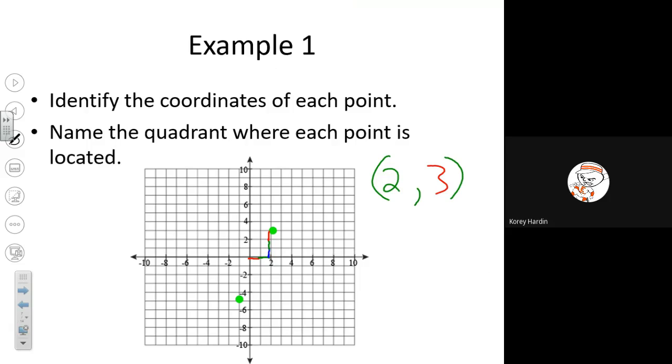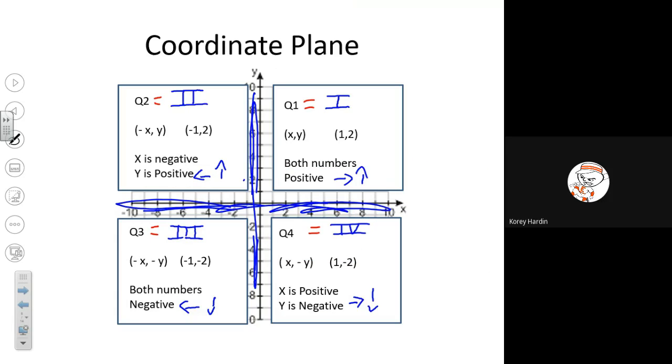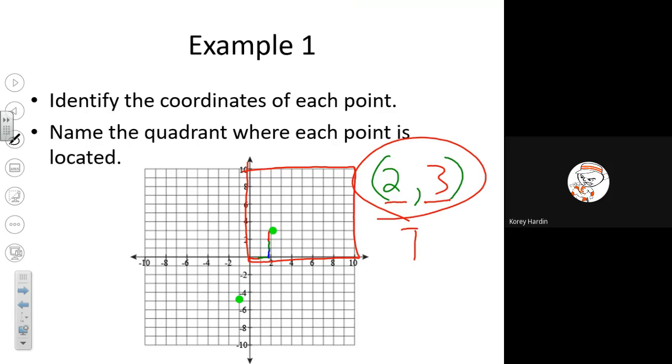Now, the second question with this is what quadrant is this located? So I've got my ordered pair. Now I need the quadrant. Well, first off, I see it's in this quadrant. And we should know what quadrant that is. But if I don't, I know that my first number is positive and my second number is positive. So if you look on the notes we just took, if the first number is positive and the second number is positive, that's going to be quadrant 1. Okay, so that one's in quadrant 1.